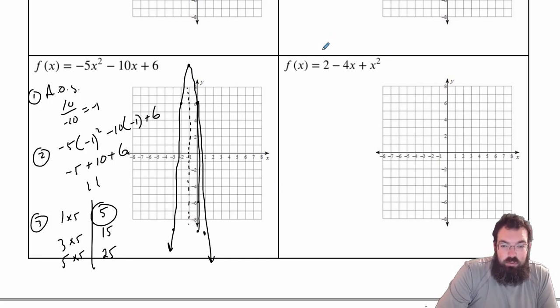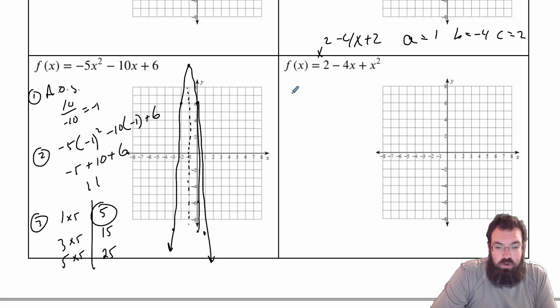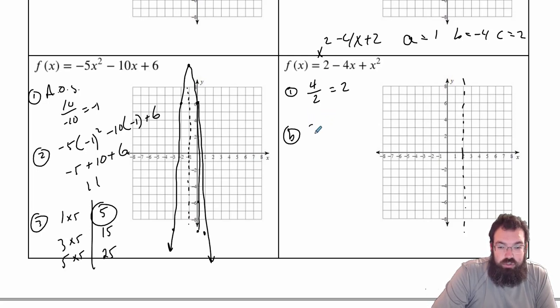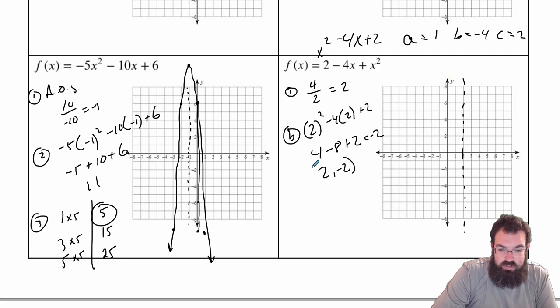All right, let's do the last one. Remember, this was x squared minus 4x plus 2, where a is 1, b is negative 4, and c is 2. So step 1: I get 4 over 2, which is 2. Another 2, that's the x value of the vertex. For y, you plug in 2. You get 2 squared minus 4 times 2 plus 2. 4 minus 8 plus 2 is negative 2. So (2, negative 2) is the vertex.